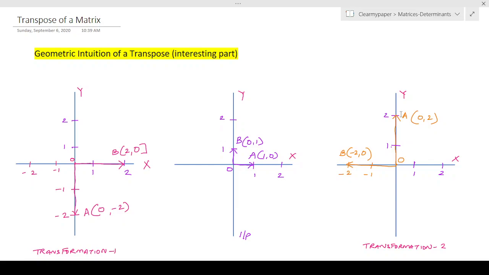So this is a continuation video on another interesting topic, transpose of a matrix. This will be a short video, but an interesting one. Unlike the previous videos, where I've always told you that matrices and determinants can be seen through two lenses, the algebraic lens and the geometric intuition, the geometric intuition is where all the juice is, the interesting part.